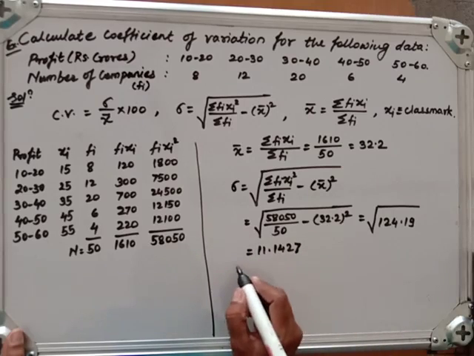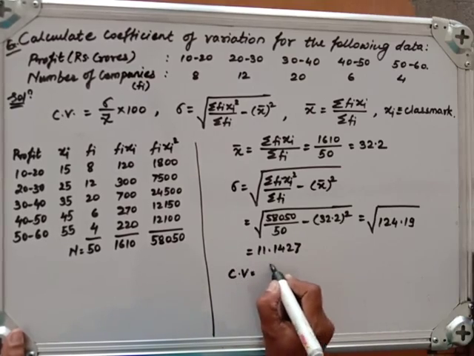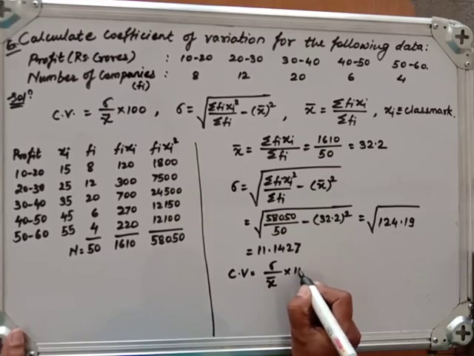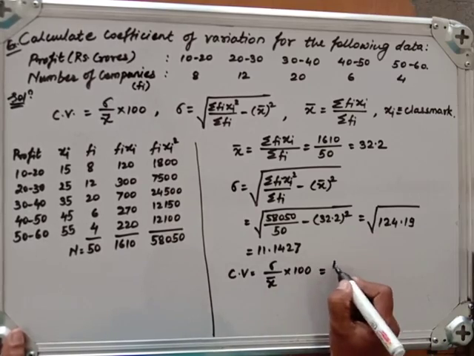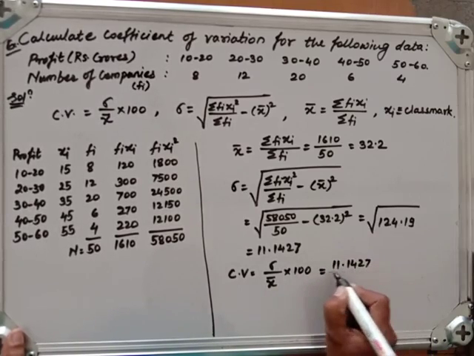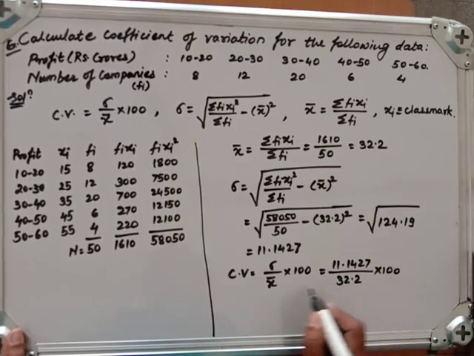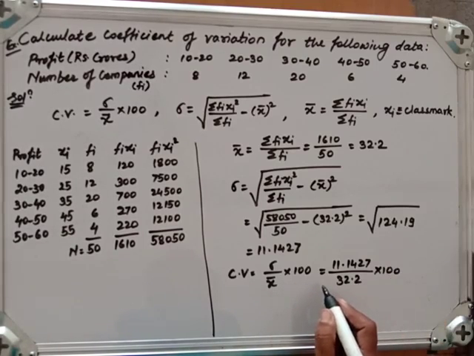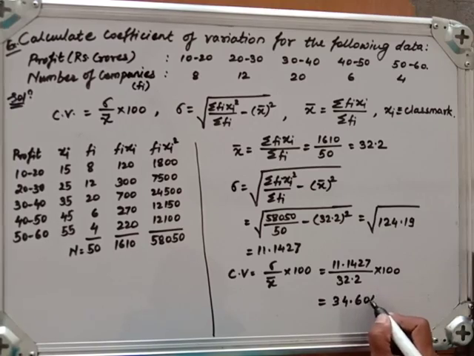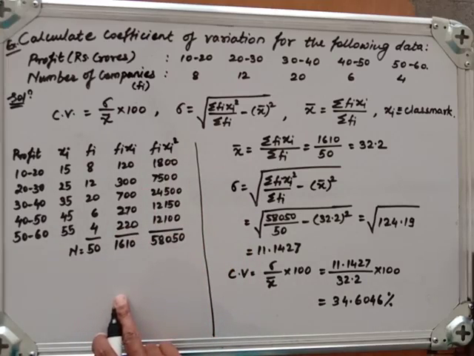Verify it. Now what is CV? CV is the percentage of the ratio of standard deviation to arithmetic mean. So standard deviation is 11.1427 upon X bar, which is 32.2, multiplied by 100. This answer is in percentage, and that answer will be 34.6046. These many percentage. This is our CV for this given data, for a continuous frequency distribution.